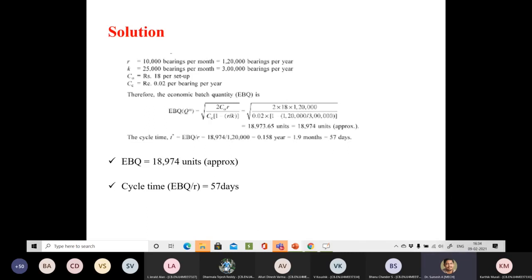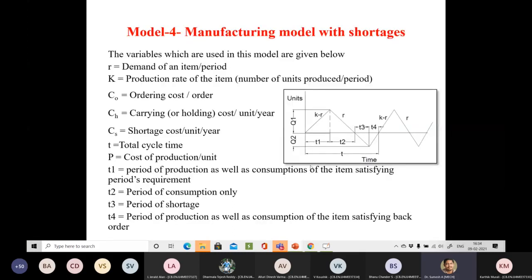And the third is the manufacturing model with shortage. This we have discussed, but here also you can see, though in the K by R case also, the shortages are allowed. Okay, so that is model number 4. The equations are given to you, and the models are also solved for you.